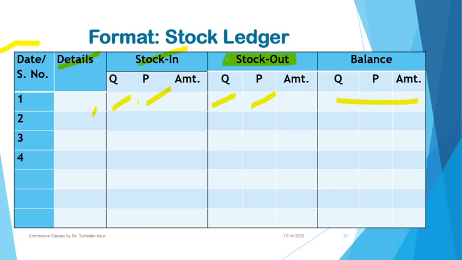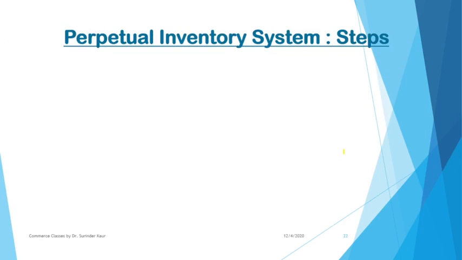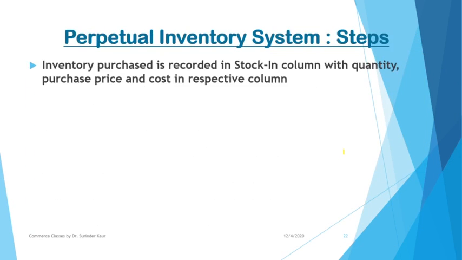So immediately after purchasing of the stocks, your balance will be added, and after every sale or stock out, you will be reducing the balance. So anytime you can see this register and it will give you the balance. Furthermore, if you set a limit that whenever balance falls below say 500 units, a message should come to you. So if you are doing it manually, then your store's manager will be sending you information, or you can order him to place the order for purchase of inventories. So inventory management is also a part of this. Now the steps will be: inventories purchased are recorded in the stock in column with the quantity, purchase price and cost.